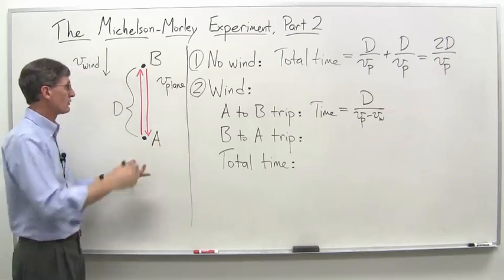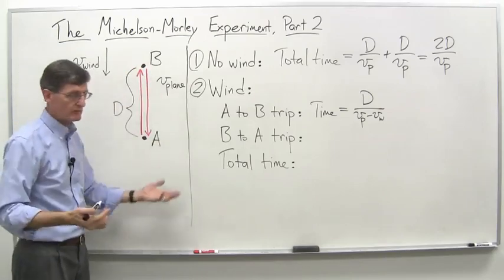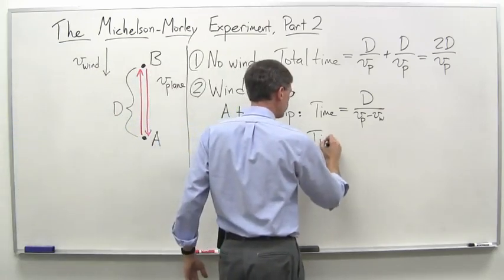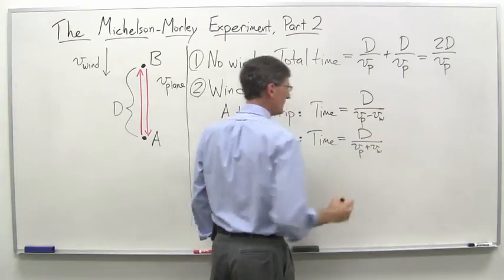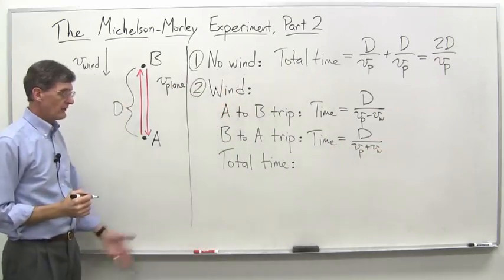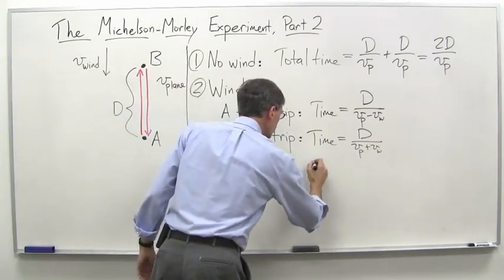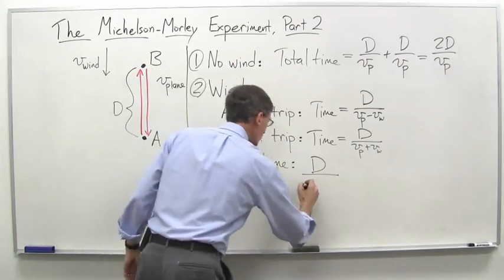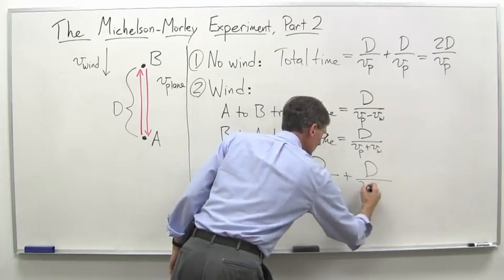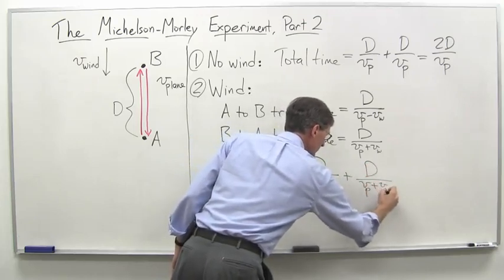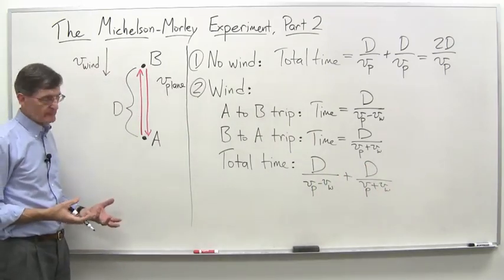And then the B to A trip is going to be distance d, but the velocity in this case is v sub plane plus the velocity of the wind. So here we've got the time equals d over v sub p plus the velocity of the wind. And the total time is just add those two things together. So the total time is going to be d over Vp minus Vw plus d over Vp plus Vw.